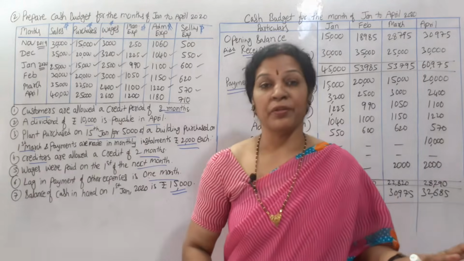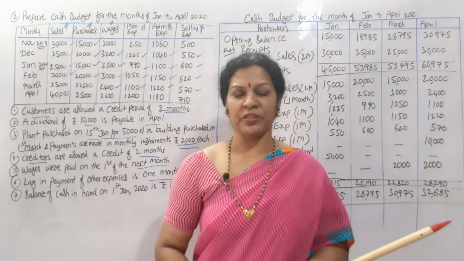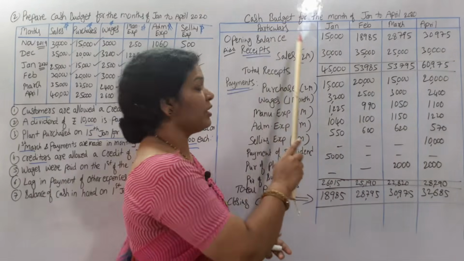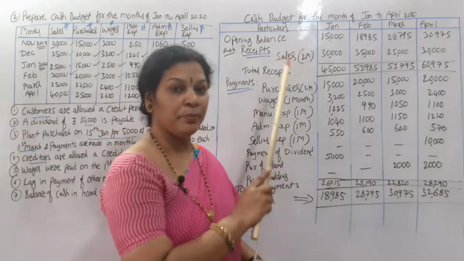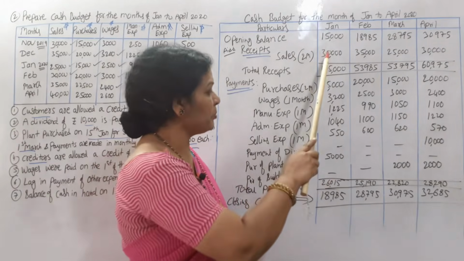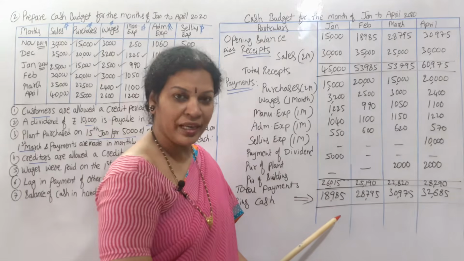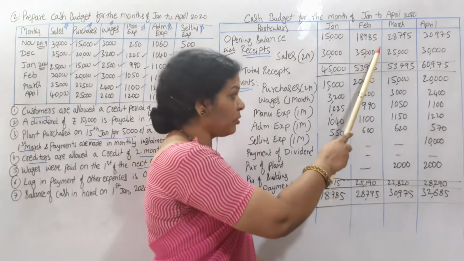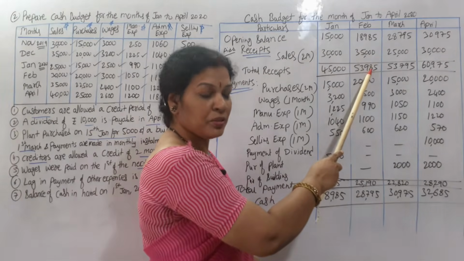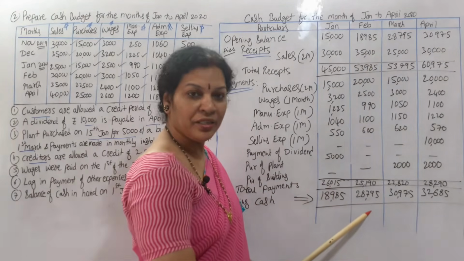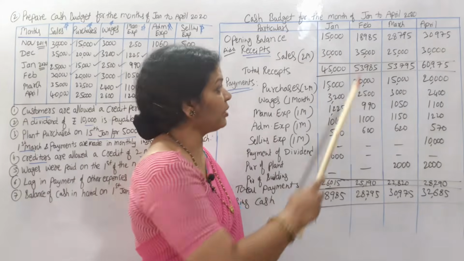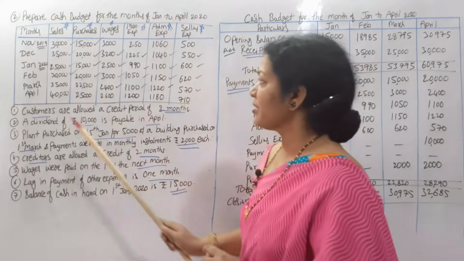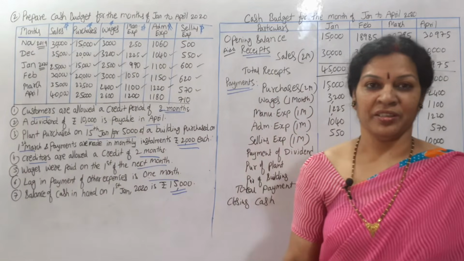Let me give you a recap of today's last problem, cash budget. Cash budget is the same as cash account. You'll start with the opening balance of cash, all the receipts you'll write, payments you'll write. Receipts minus payments will be the closing cash. Closing cash will be the opening cash of the next month. Next month also once again total receipts minus total payments you are getting. Once again closing cash, that will be the opening cash of next month. Like this you will be calculating. Now what is given in the problem, that is important.